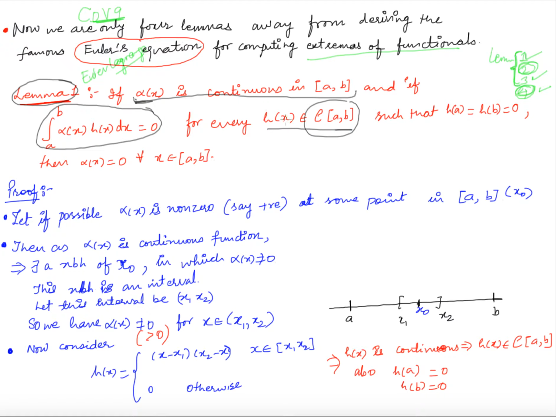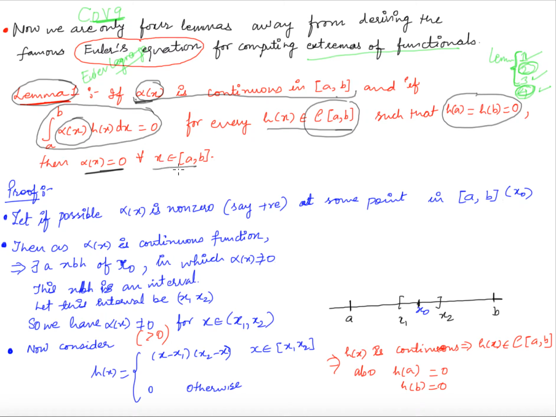This h x satisfies two conditions. One is that it is in C_AB, that is, it is continuous in the closed interval AB, and the second is that it is 0 at the boundaries. It is 0 at A and B. So alpha x is a fixed continuous function in the interval AB, and you are saying that this integral is equal to 0 for every continuous h x such that h of a is equal to h of b is equal to 0. Then we claim that alpha x is actually 0. Alpha x has to be 0 for all x in the interval AB.